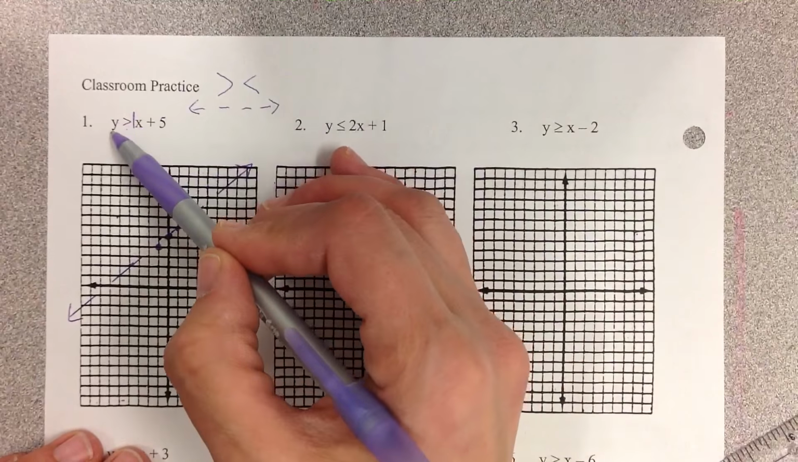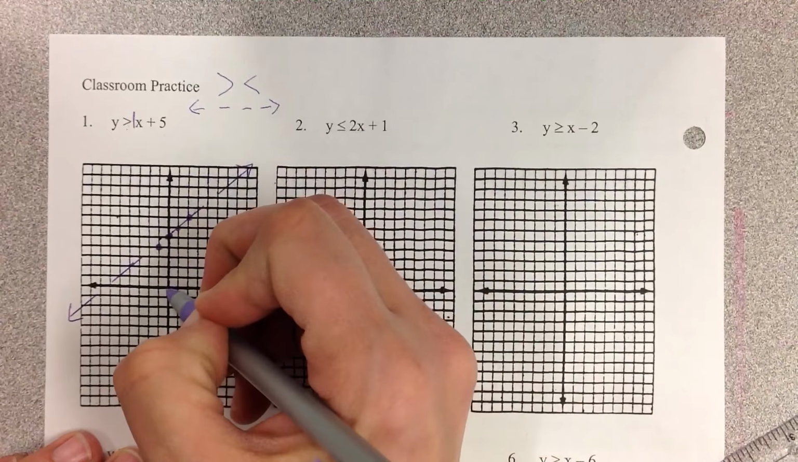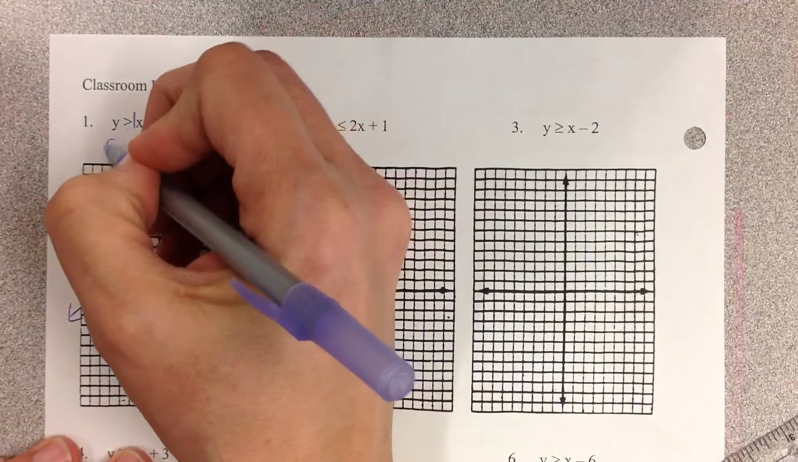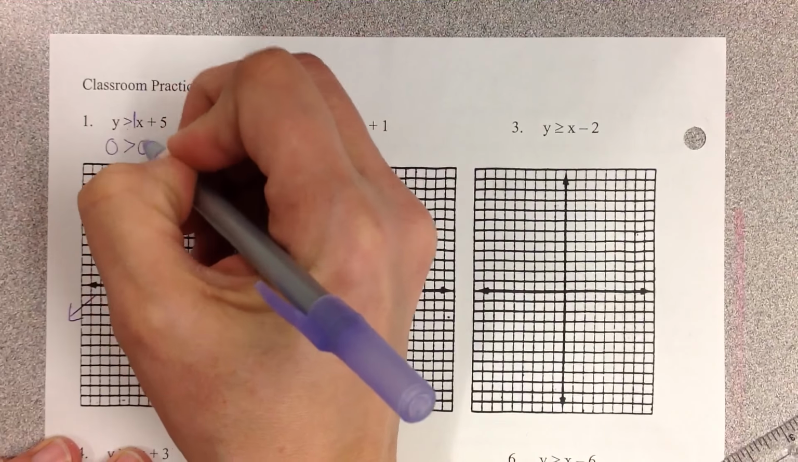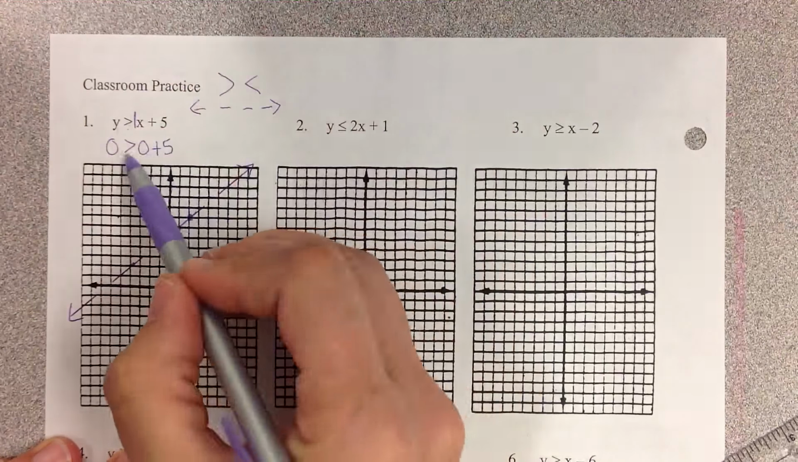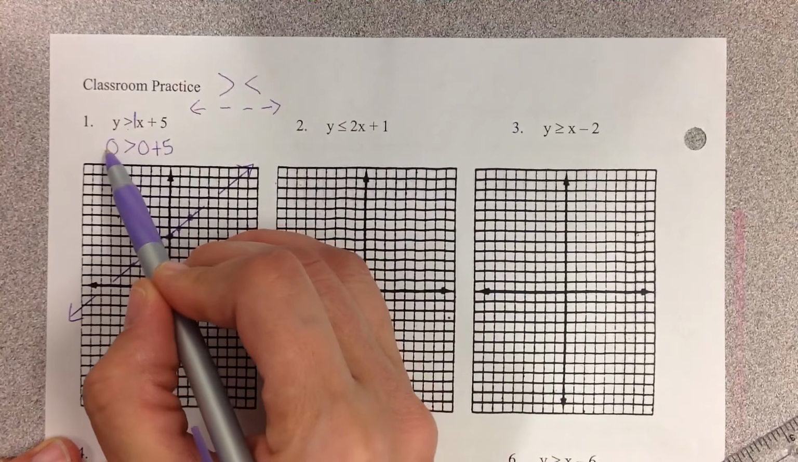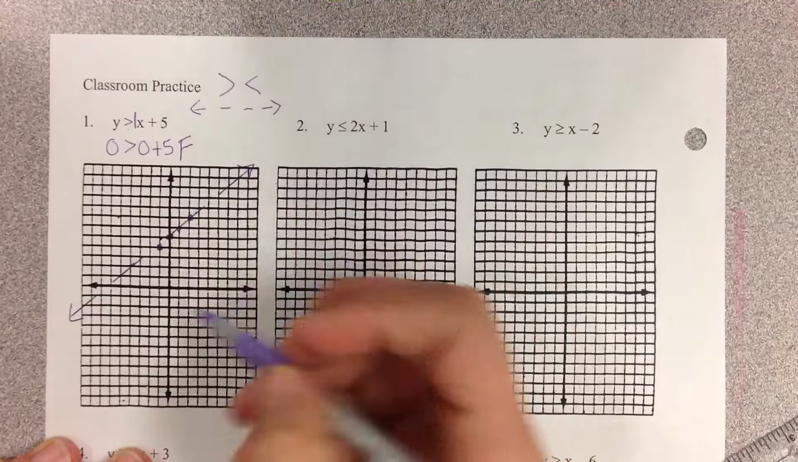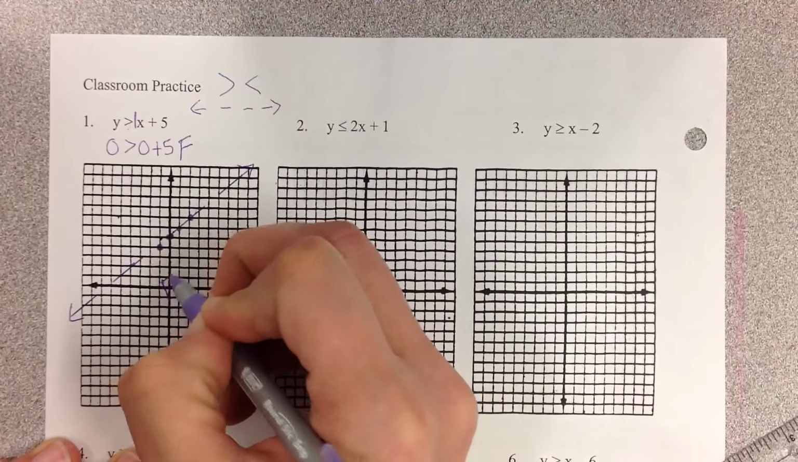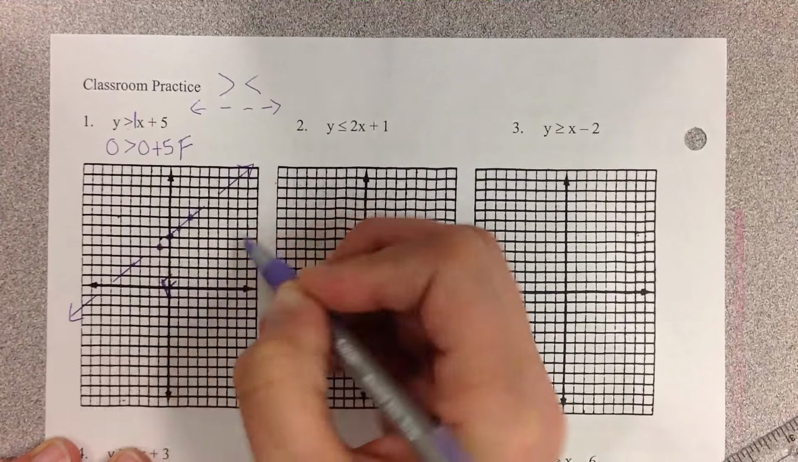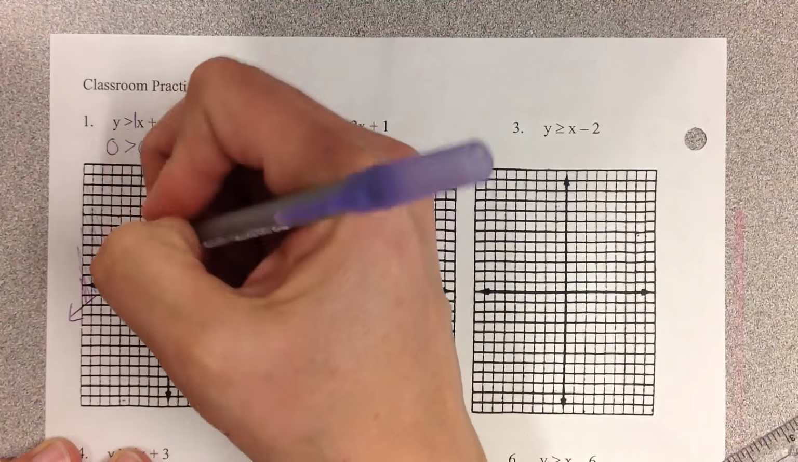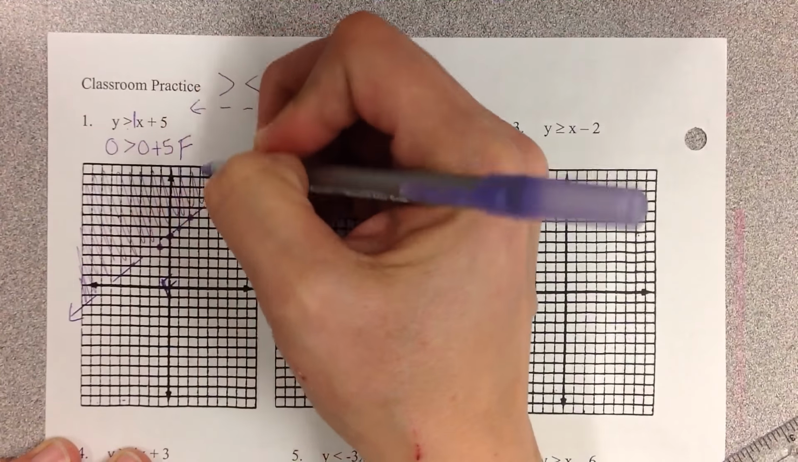All right, so greater than, we're going to pick the test point 0, 0. 0, 0 is easy to substitute in. So 0 is greater than 0 plus 5. Is this a true or false statement? Well, 0 is not greater than 5, so this is false, which means that this point, 0, 0, is on the false side, and we must always shade the truth. So greater than will be shaded above.